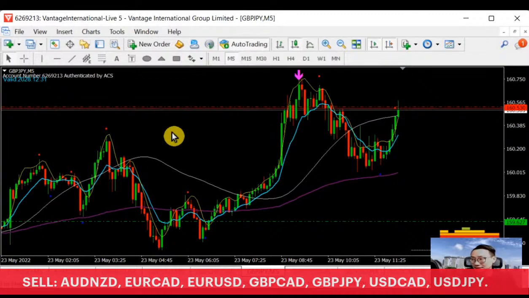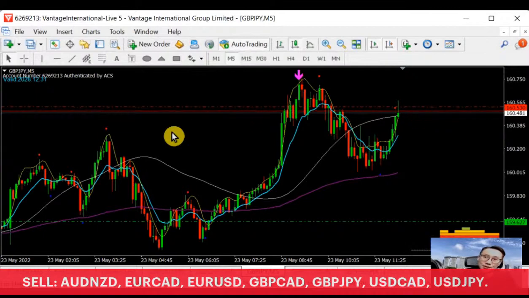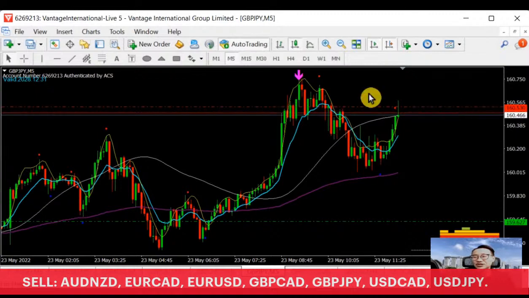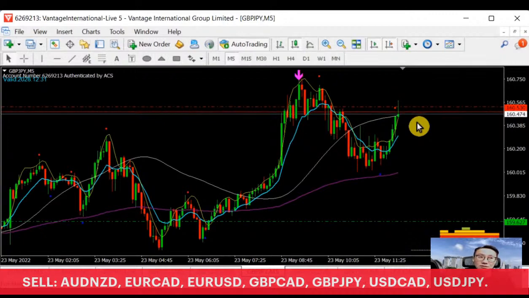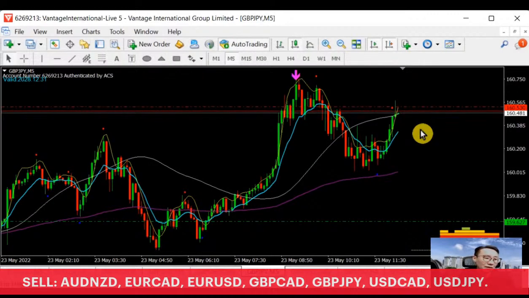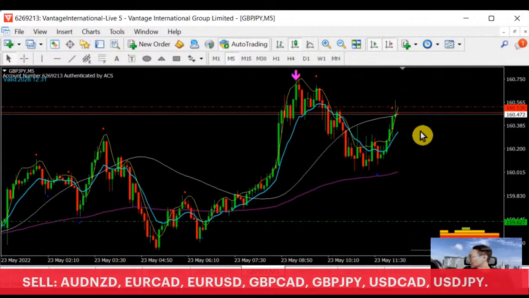For this instance, for example, this one, we have a rejection candle here. Probably when it goes up again, creating a lower resistance, that may be a good signal. Or if we test the resistance once again and reject it again with a trigger point, that will be a good signal for us to sell.